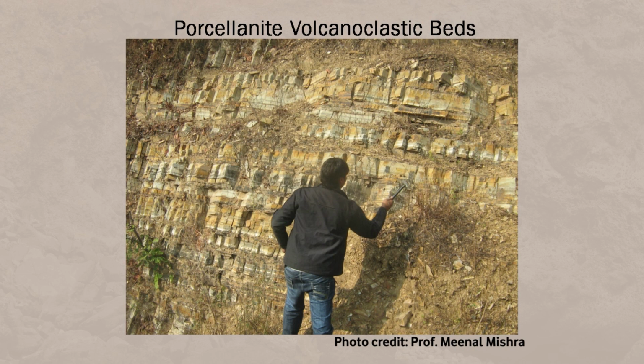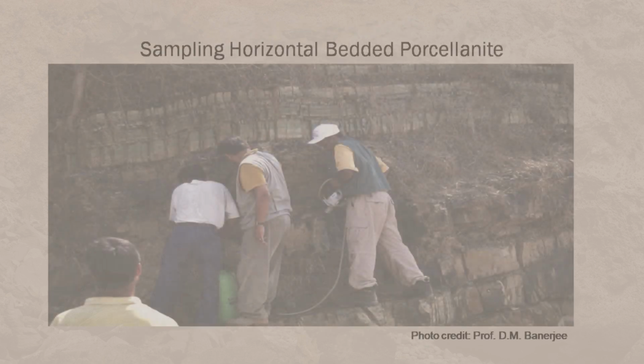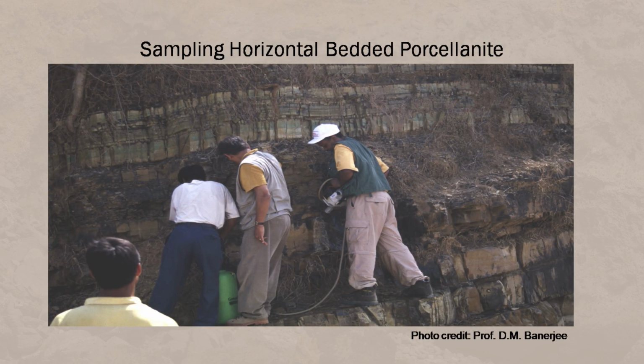Another one is a porcelanite rock. Porcelanite is a rock formed by volcanic ash. When the ash slowly falls, it forms parallel layers, and these become hardened, and then we call it a porcelanite. This is again from the Vindhyan ranges, where they form parallel beds alternating with sandstones. This is just a photograph to show how these porcelanite beds are sampled, because it requires a very sophisticated method of drilling, and you can see that parallel bedded rocks are being sampled for chemical analysis.